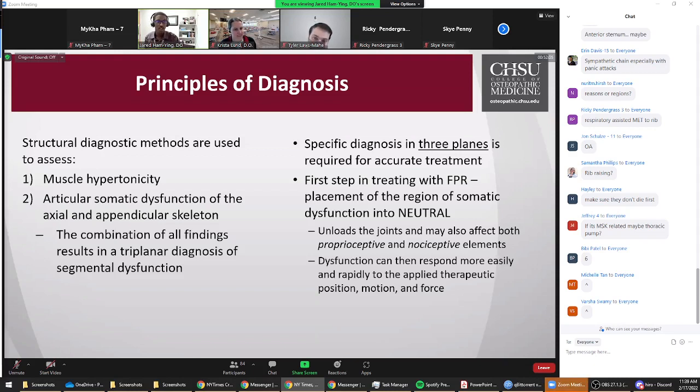Okay, so our principles of diagnosis here. We're going to have our structural diagnosis methods. You're going to check for that muscle hypertonicity or that articular dysfunction. You could have both, you could have one or the other. Going through all the planes, and then you're going to have your diagnosis based on all planes. Again, starting off first by having that neutral position, unloading that tissue before starting your treatment. That's going to help decrease the nociceptive inputs and the proprioceptive increased afferent stimulation from stretch reflex as well.